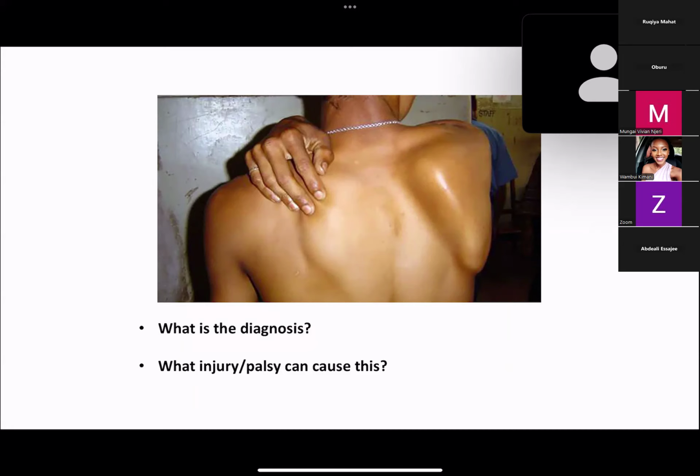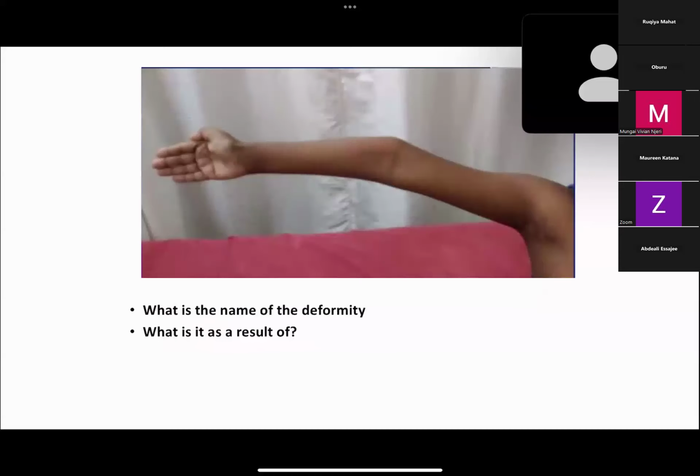Does anybody know? Winged scapula. The winged scapula can be caused by either injury of the long thoracic nerve or injury of the spinal accessory nerve. I think for you guys it's just to appreciate that this is a winged scapula. For the orthopedic surgeon, it is to know which one specifically has caused it, because it will determine the operation we will do if we need to.